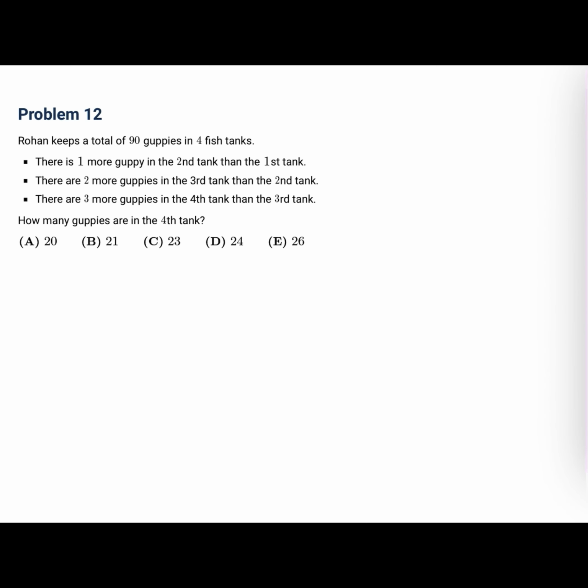So let's go ahead and set ourselves up a diagram. Rohan has 4 fish tanks, so let's label them A, B, C, and D. And in these 4 fish tanks, there's a total of 90 guppies. So A plus B plus C plus D is equal to 90. Looking at our points, point 1 says that there's one more guppy in the second tank than the first tank. Our second tank is B, so B is equal to A plus 1.